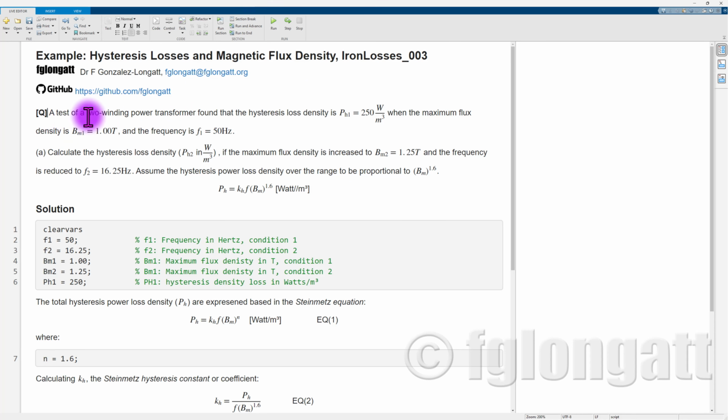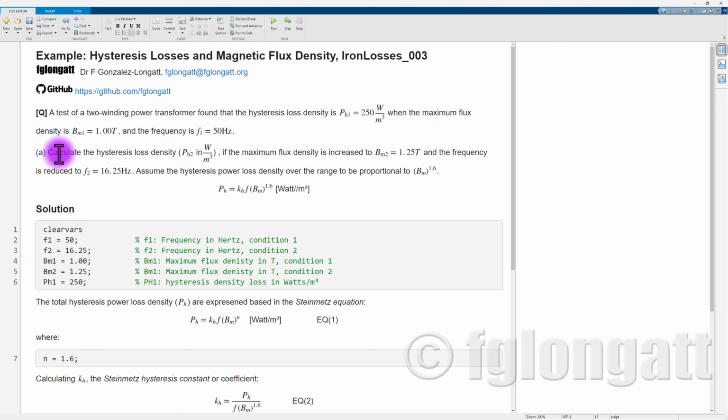A test of a two-winding power transformer found that the hysteresis loss density, and look over here, this is hysteresis loss density, is 250 watts per cubic meter. Remember, when we are talking about hysteresis loss density, we are talking about units of watts per cubic meter for this case. And this hysteresis loss density is defined when the maximum flux density is 1 Tesla and the frequency of the signal applied is 50 Hertz.